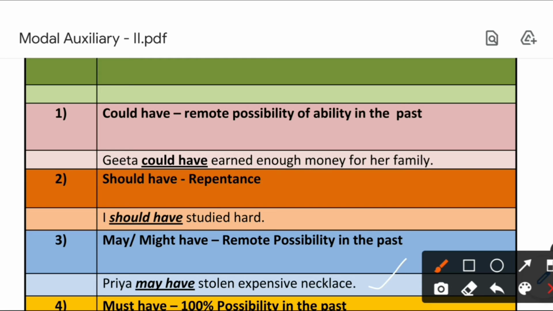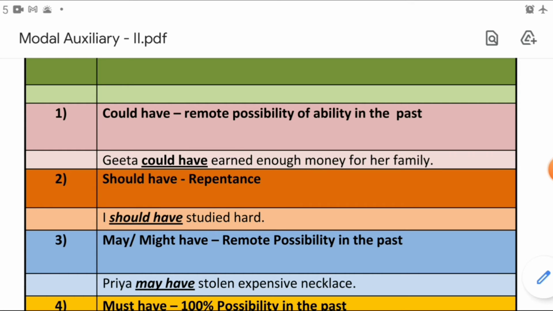Now that's a doubt. Here one is not sure whether Priya has stolen expensive necklace or not. But someone has a doubt that Priya may have stolen. Okay, perhaps. Fine. So may have or might have you can use. When you use might, then the possibility is even lesser than may.